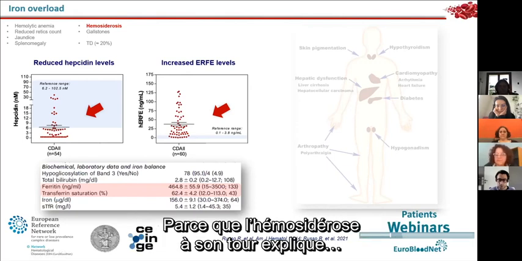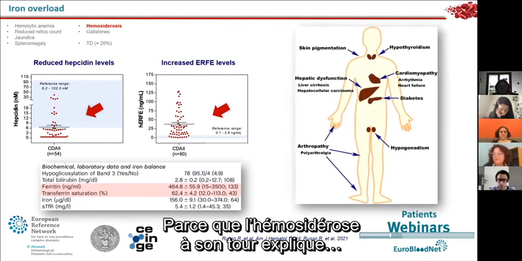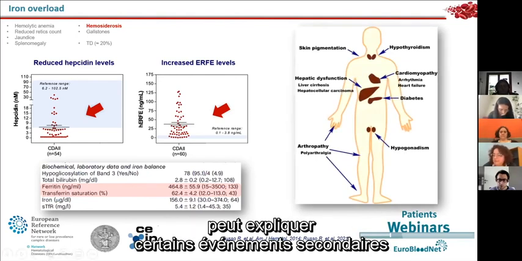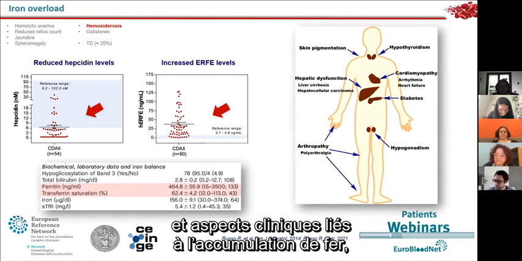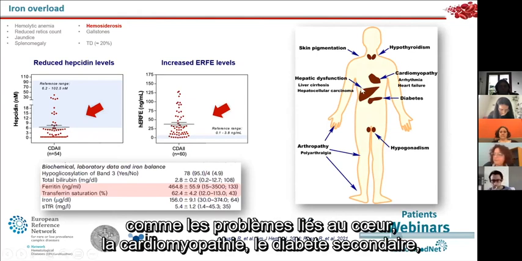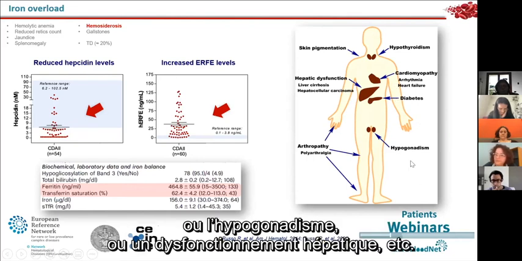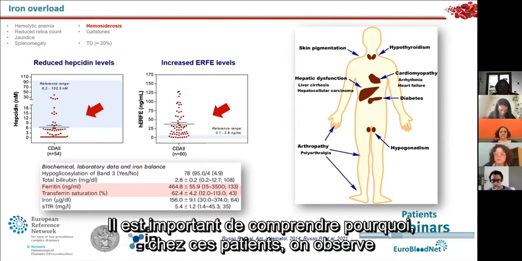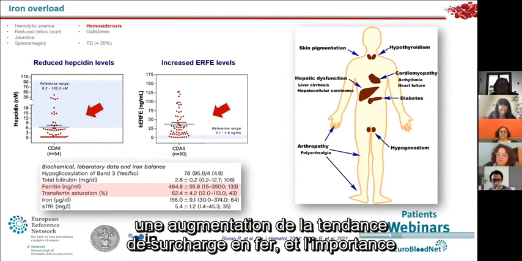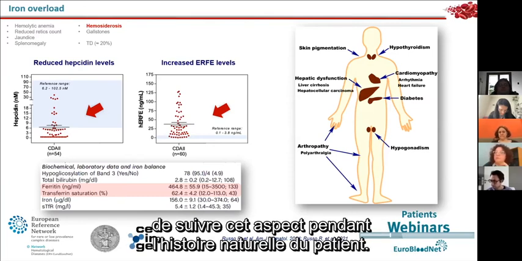Because hemosiderosis in turn may explain some secondary events and clinical aspects that are related to the iron accumulation, such as problems related to the heart, cardiomyopathy, or secondary diabetes, or hypogonadism, or hepatic dysfunction, and so on. So it is important to understand why in these patients we observe an increased tendency to iron overload, and why it is important to follow up this aspect during the natural history of the patient.